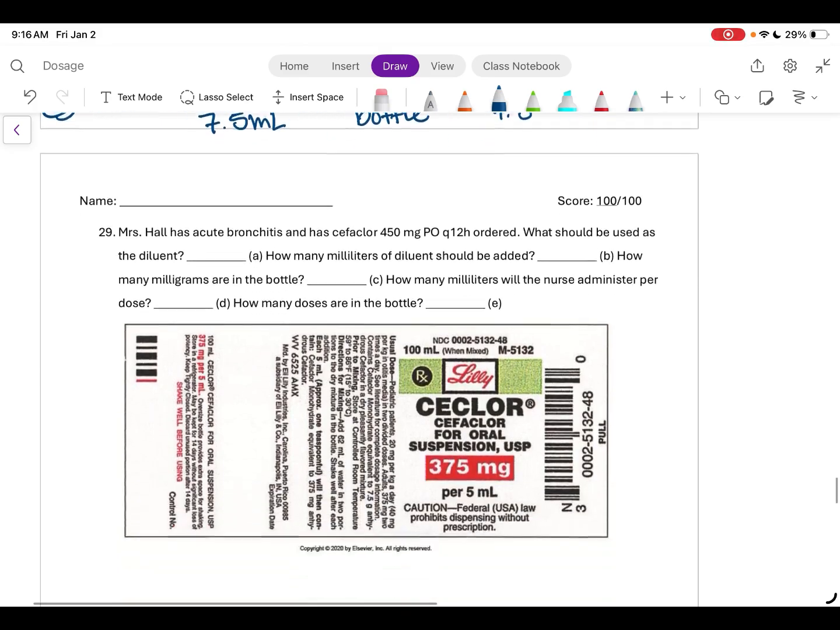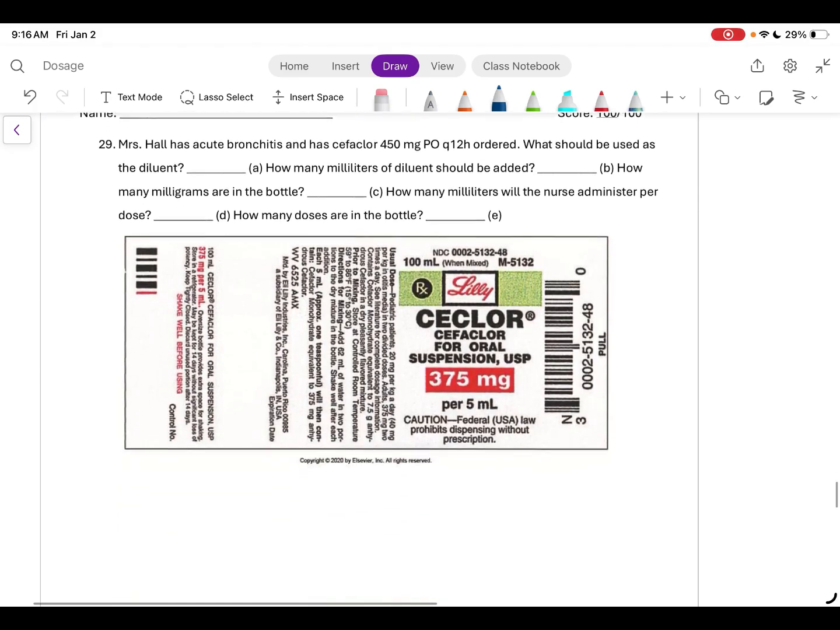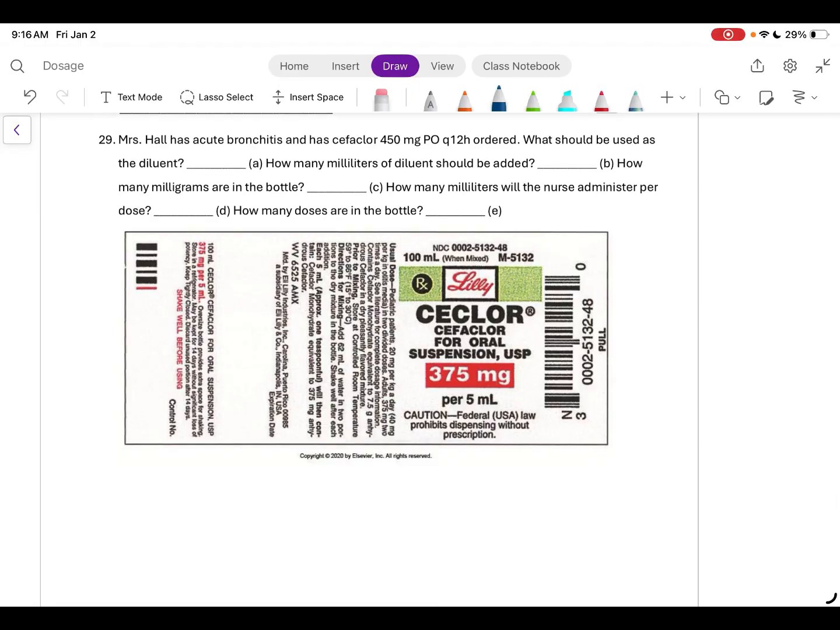All right, let's do another one. Mrs. Hall has acute bronchitis and has Cefaclor 450 milligrams ordered. What should be used as the diluent? All right, so A and B are hiding right in here. Directions for mixing. Okay.